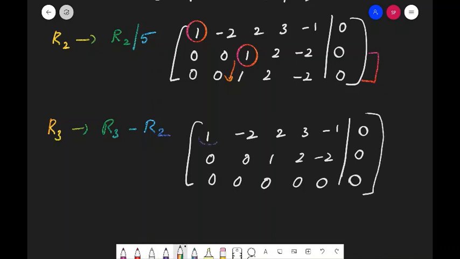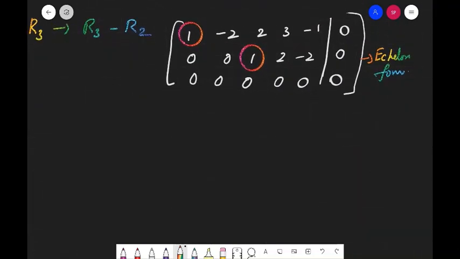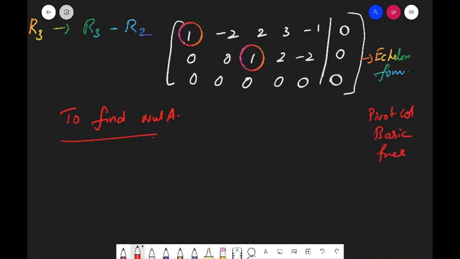So let us look at the pivot positions. This is pivot and this is pivot. By now I think we got it in echelon form. Now what is the next task? We have to find out null A. So from this echelon form, we need to find null A. To find null A, we have to first mark the pivot columns. So we have to find what the pivot columns are, what the basic variables are, and what the free variables are. All these we have to find out now.